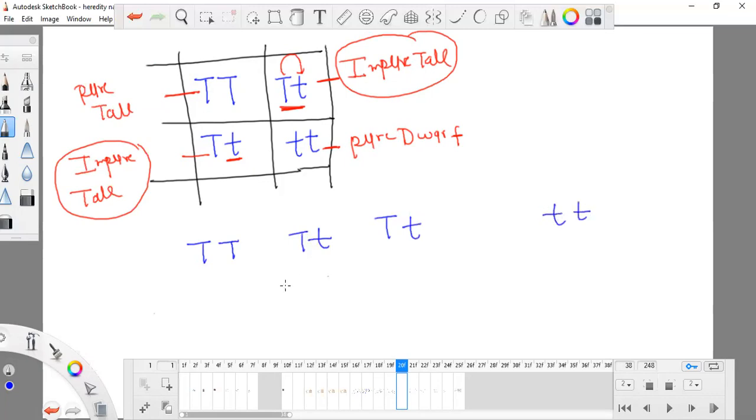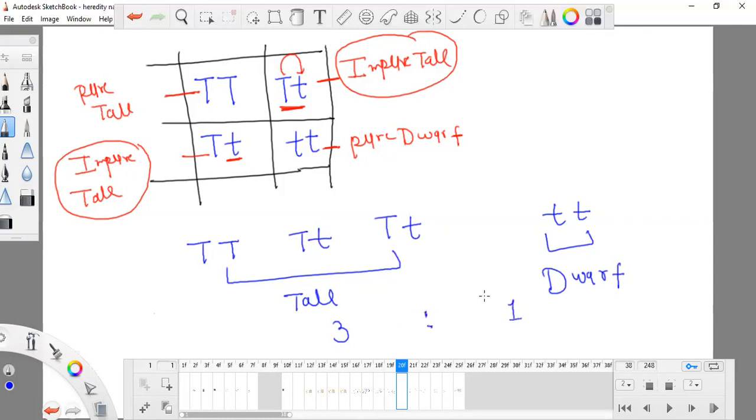Externally these three will look alike, that is tall. And only this one will look dwarf. So out of four, these three will look tall, exactly the same; only we know what the internal difference is. But externally all of them will look exactly tall, and this one will look small. So that is the ratio of the F2 generation, that is 3:1.